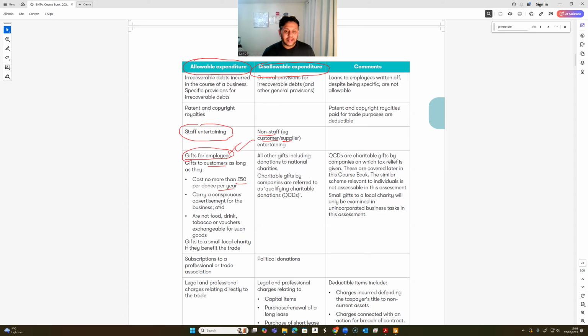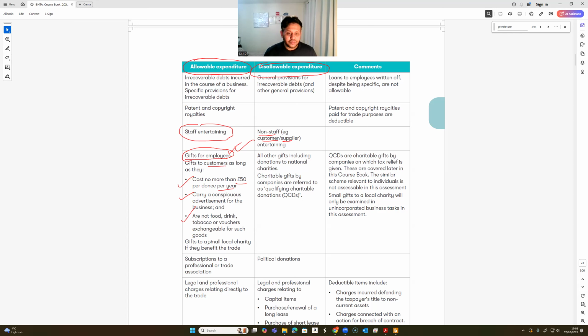Then it must carry a conspicuous advertisement for the business. So it has to have an intention or a motive for advertising the business. And number 3, are not food, drink, tobacco, or vouchers exchangeable for such goods. For example, you cannot give a voucher they can use to buy some cigarettes or some alcohol. So if these three conditions are fulfilled, then a gift to the customer will be allowable.